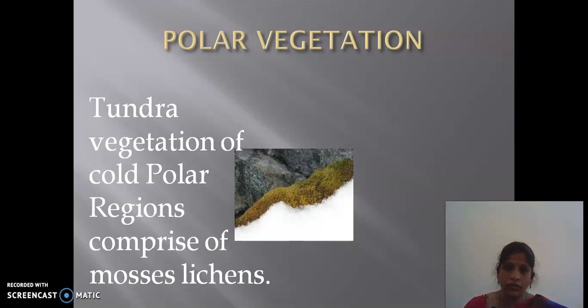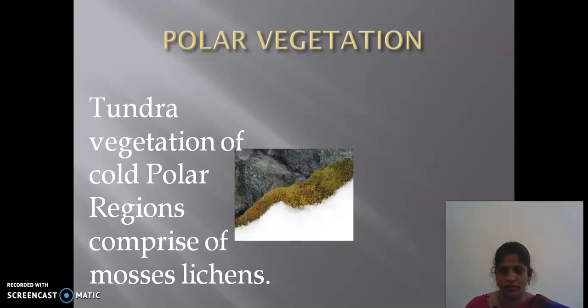In that type of vegetation, the plants grow very close to the earth. They touch very closely to the earth. That type of vegetation is called polar vegetation or tundra vegetation. Tundra is a place that is treeless. That vegetation comprises mosses and lichens. Mosses and lichens are the two types of plants which are present and grow in the cold regions.